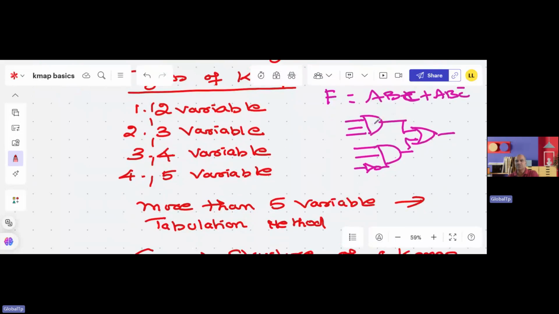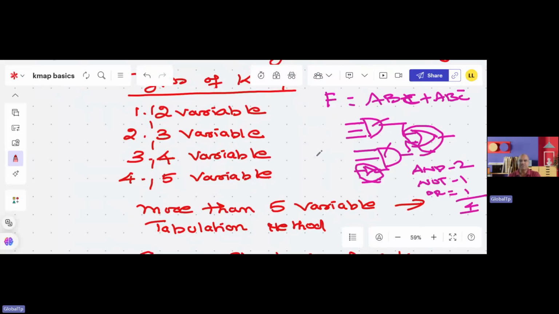So how many gates are involved here? You just count. One AND gate is involved. Another AND gate is involved, since here I need to do the ABC bar combination. One more NOT gate is required here, and one OR gate is required here. So the AND gates are 2, the NOT gate is 1, and the OR gate is 1. So 4 gates are involved here.